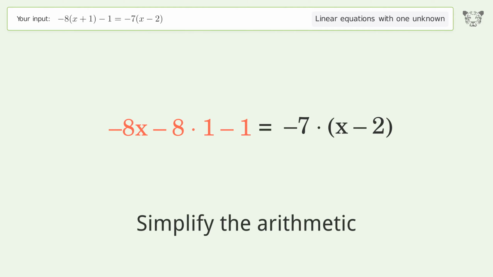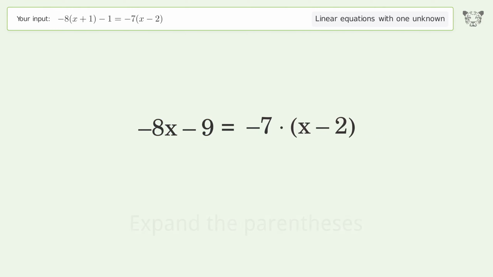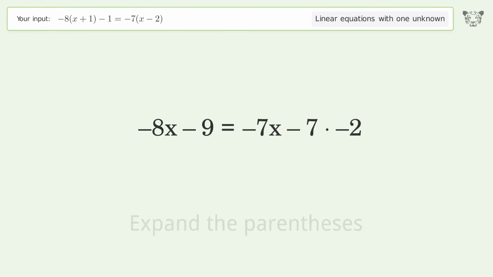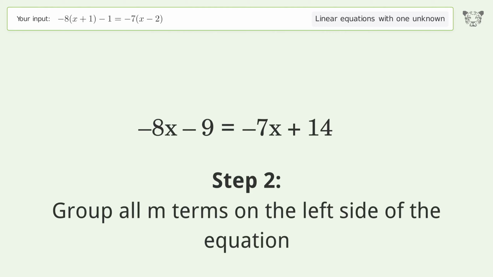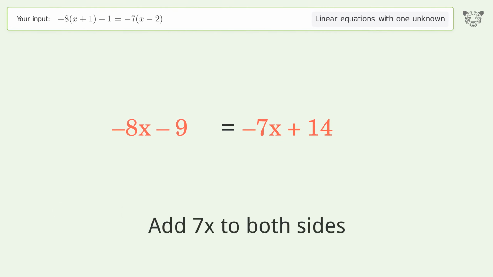Simplify the arithmetic. Expand the parentheses. Simplify the arithmetic. Group all x terms on the left side of the equation. Add 7x to both sides.